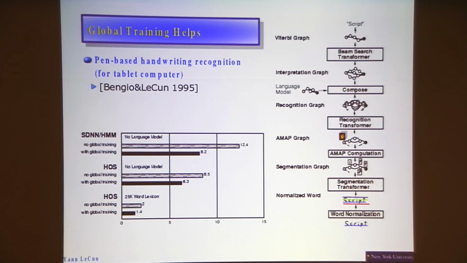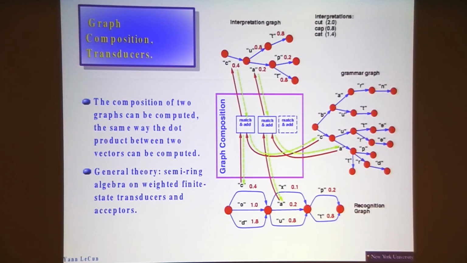This works really well for various kinds of handwriting recognition. This is a case where we actually directly compared with and without this global training through the loop at the word level, and you get a significant improvement. This was a paper with Yoshua Bengio. And there is this sort of algebra of graphs, which I'm not going to go into, but just mention that it exists. This is actually drawing on work by Fernando Pereira, the same guy from the CRF, as well as Mehryar Mohri, who is a colleague at NYU.